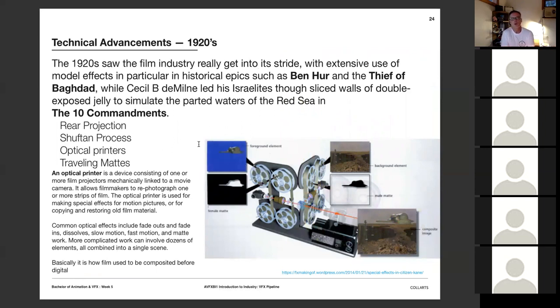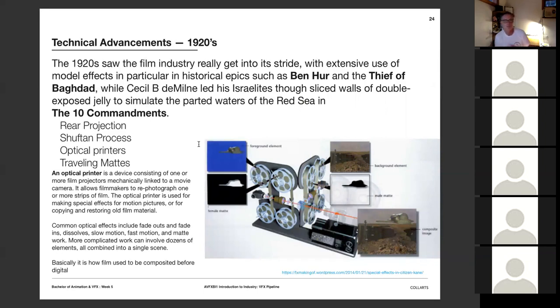But there are also other technical advancements that happened during the 1920s that are too important to ignore. There's a whole bunch of things like using rear projection. If you wanted to put actors into an environment, like on the deck of a boat, how do you do that? If you shoot it live, it's all problematic. So with this idea of having mats and rear projection, a thing called an optical printer was invented.